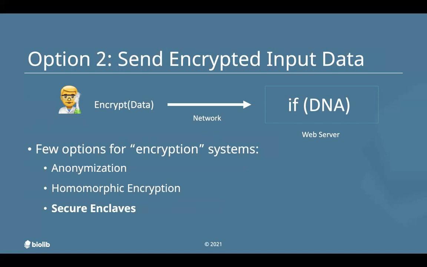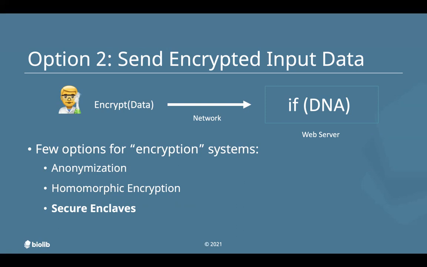There are a few options for these quote unquote encryption systems. The first one is anonymization, and I think this is probably the most used one, even though it shouldn't be. The typical idea is if you just remove anything personally identifiable from the data, then it should be okay to send to a third party, because they can't really do anything with it.